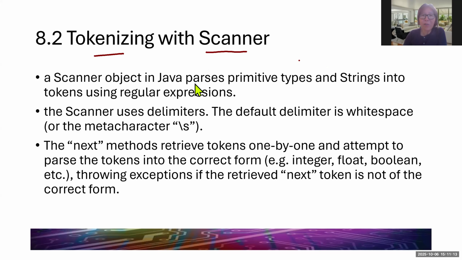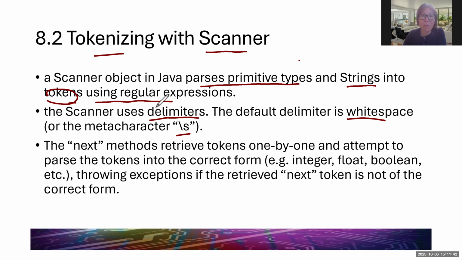it's an object that can parse primitive types and strings into tokens using regular expressions. For scanner to do the tokenization, it uses delimiters. The default delimiter is just white space, and we can also specify a delimiter. We are going to see that in an example.